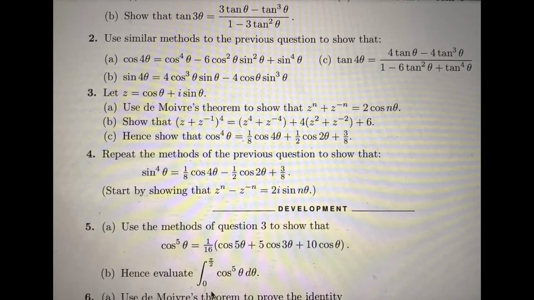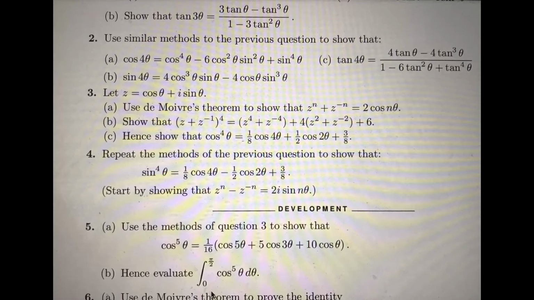A student sent through this screenshot and they've asked for help on question 3, and in particular part B and part C. Now what I'll do is I'll work through all 3 parts because this is one of those classic questions where each part builds upon the others that came before it. So working through part A will help with B and then C.